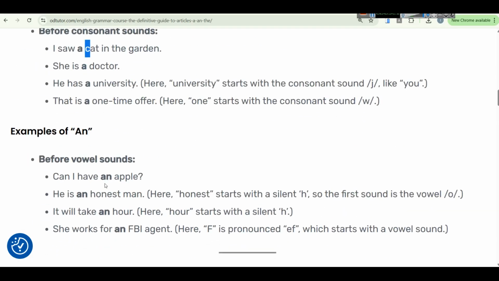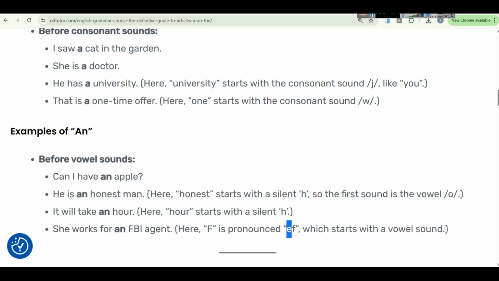Examples of an before vowel sound. I have an apple. He is an honest man. Even though H is written here, we don't say h-onest, we say onest. Here, honest starts with a silent H. So the first sound is the vowel sound, so it will take an. She works for an FBI agent. Here, F is pronounced as eff, which starts with a vowel sound.